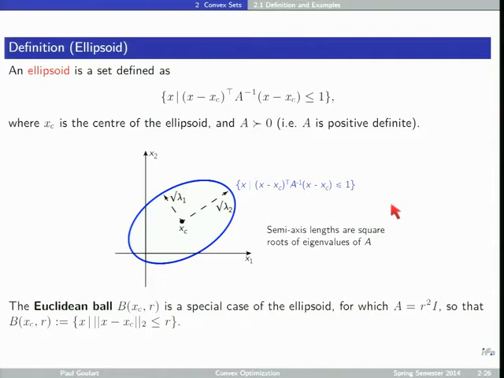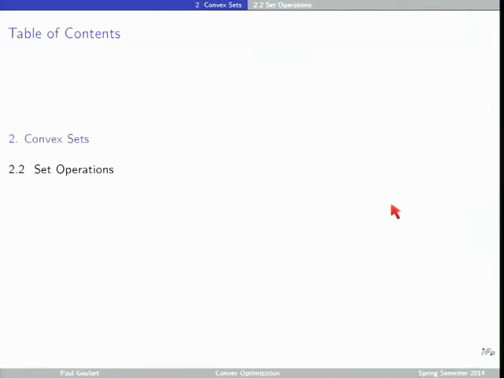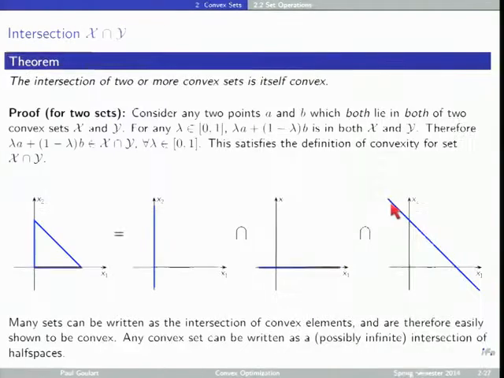Now I have some ingredients. I have ellipsoids, norm balls, hyperplanes, half spaces, and so on. And now what I can do is I can take my basic ingredients and I can start to add them or combine them together in some way. So the most important one is intersection.